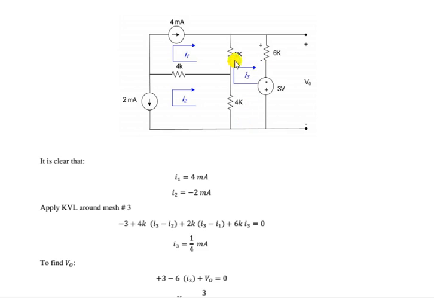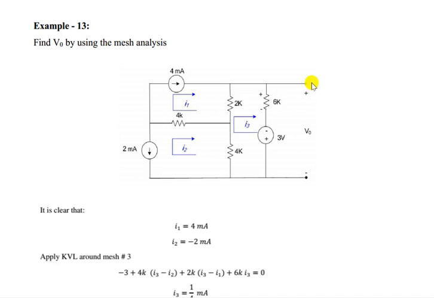So now we have to write mesh 3 KVL across this. So what we can write? That it is encounter minus first, so minus 3 volt, then plus 4 into I3 minus I2, plus 2 into I3 minus I1 plus 6k into I3. So we get the value of I3 directly.